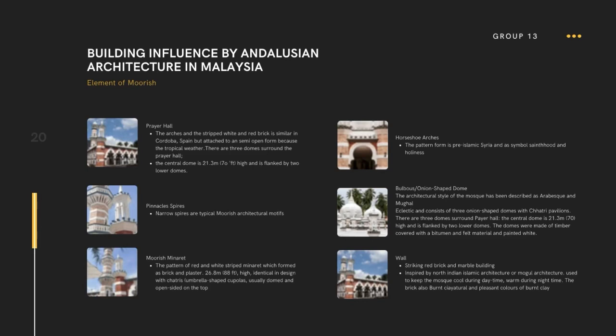Next is the horseshoe arches. The pattern form is pre-Islamic Syriac, and a symbol of sainthood and holiness.